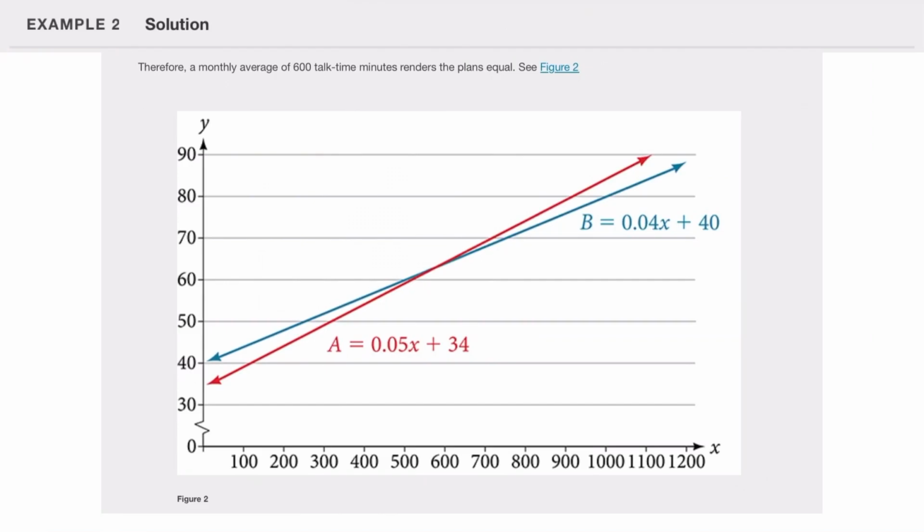And so basically this is what's going on. The equilibrium point is at 600, and I think company A is in red. When we're below 600, it looks like company A's bill is going to be less. But when the client goes over 600, then company B's bill is going to be less.